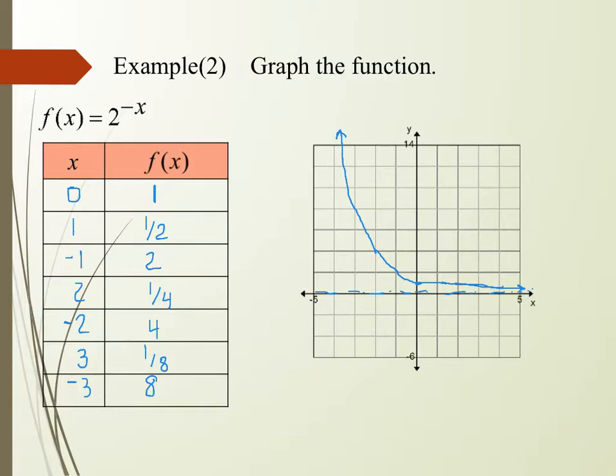So there is my function, and you will notice that if I have a negative power, the function is just switched. The function becomes going to infinity on the negative side of x versus when it's 2 to the x.